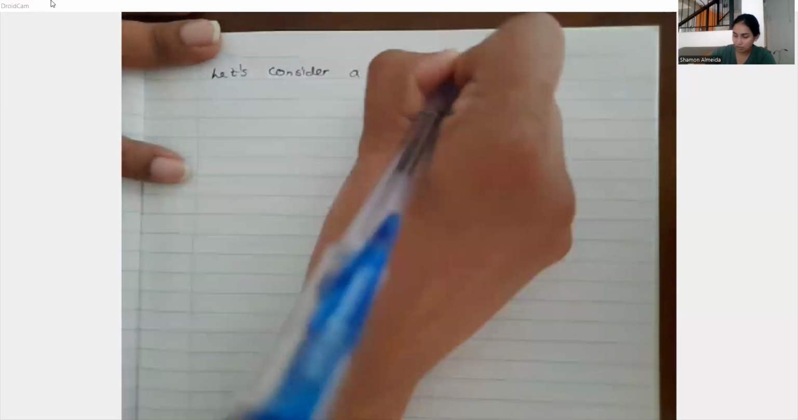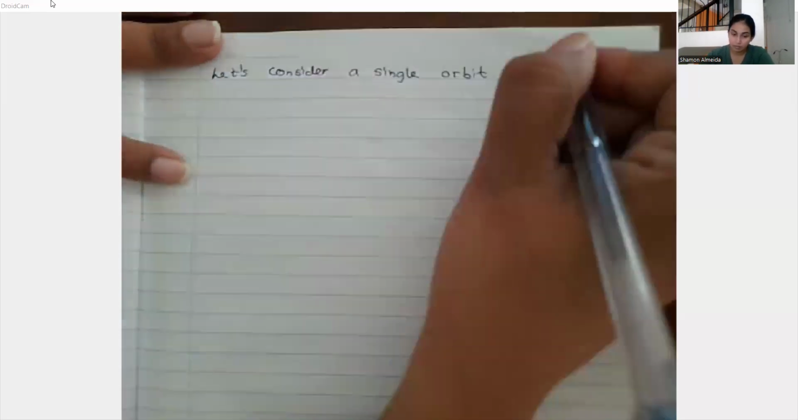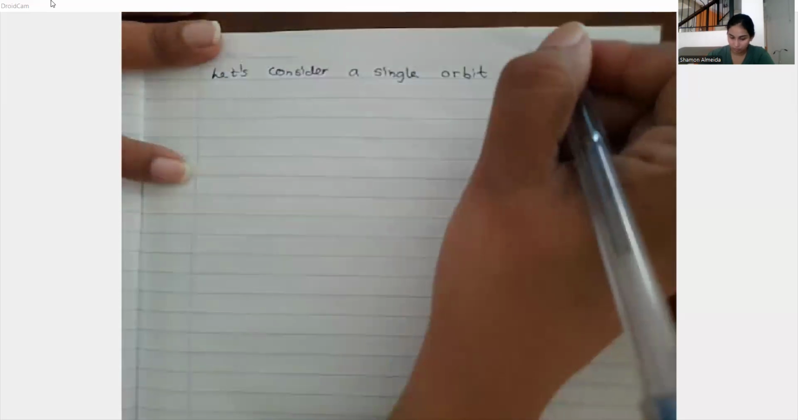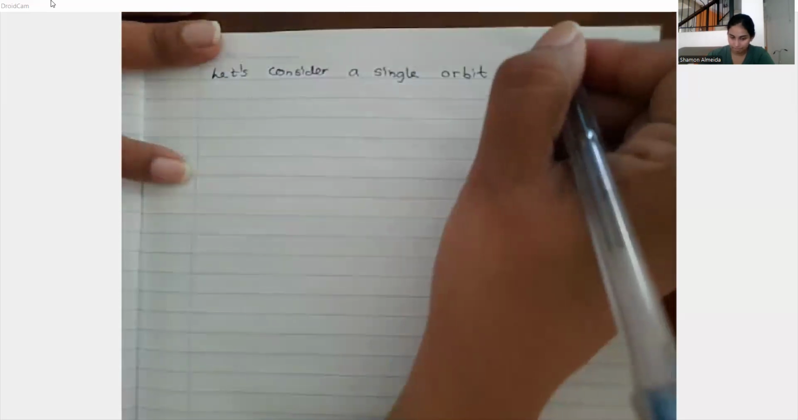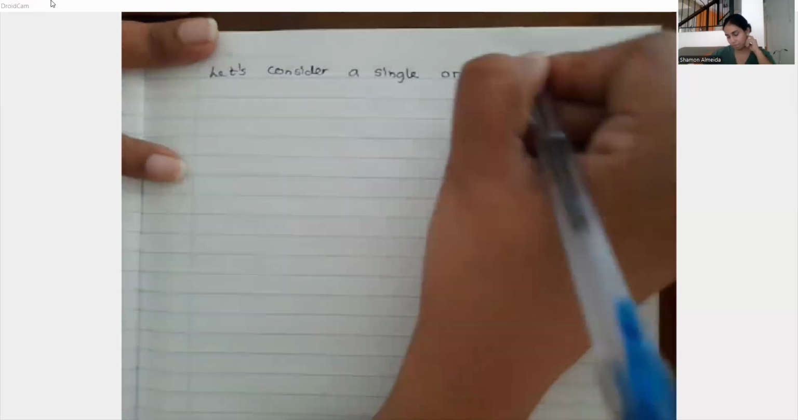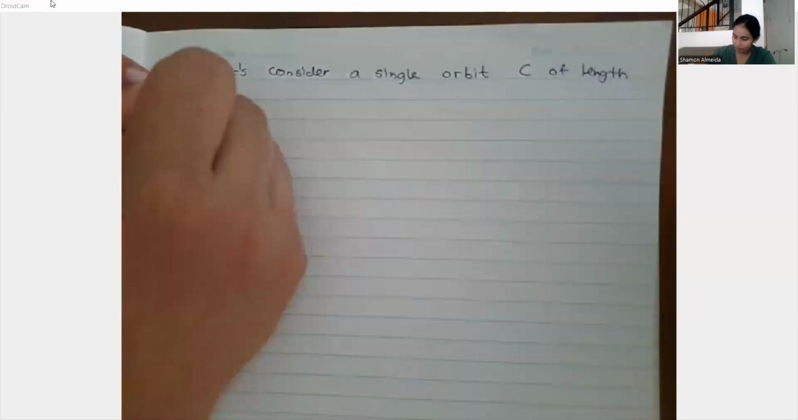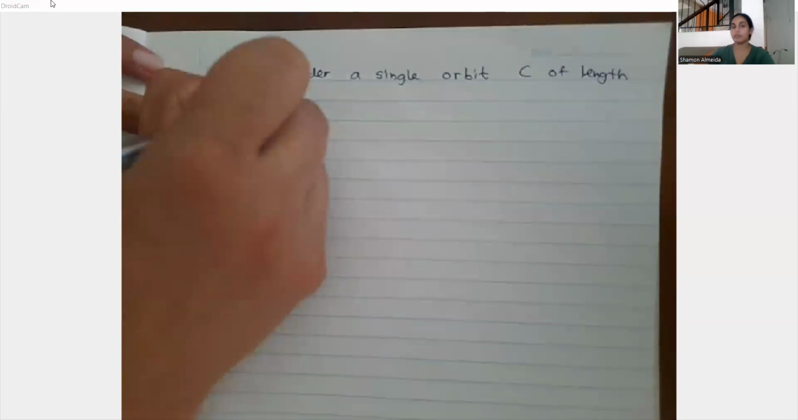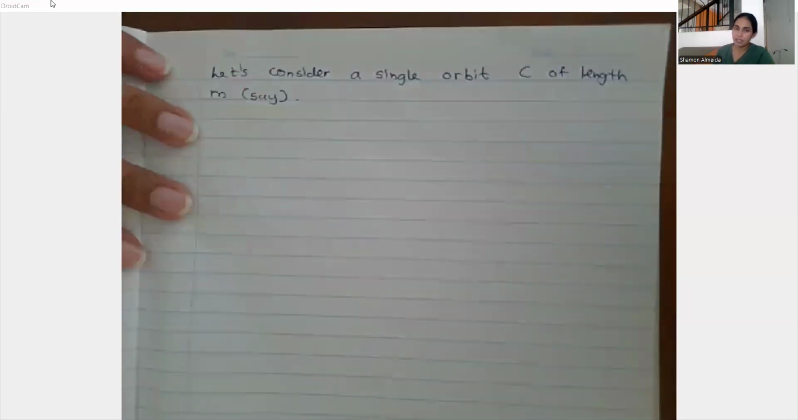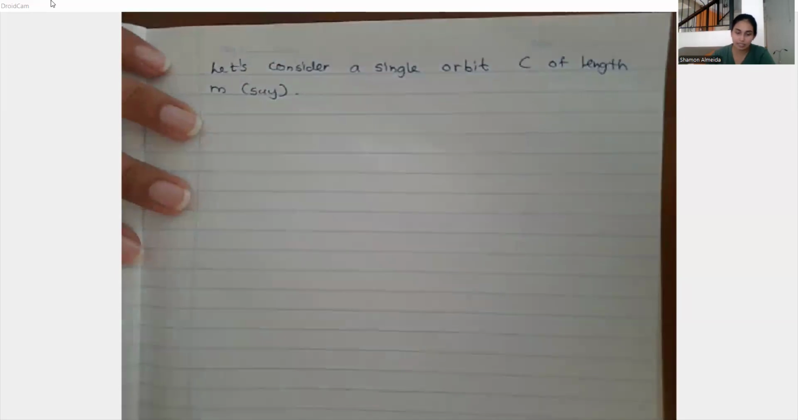Let's consider a single orbit C of length M. Let's take the length of this orbit to be M. In other words, it has M elements in it.